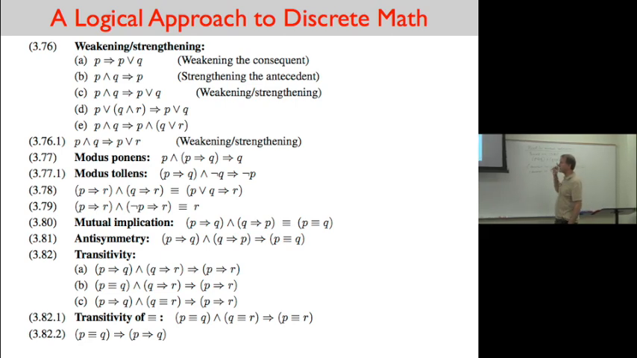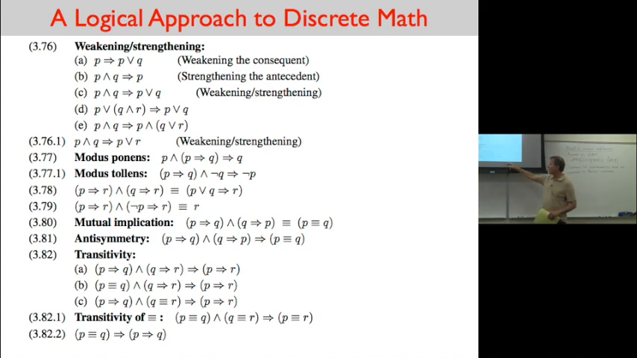Actually, there's one more thing that I do want to point out, because 3.80 says is mutual implication: P implies Q and Q implies P equivalents Q. But what I want to point out is this is similar to 3.82.1. This one's not in the book, but I think this is a good one to note. It's P equivalents Q and Q equivalents R implies P equivalents R. So this is another one where you have a P equivalents R here, but we have an implication here.